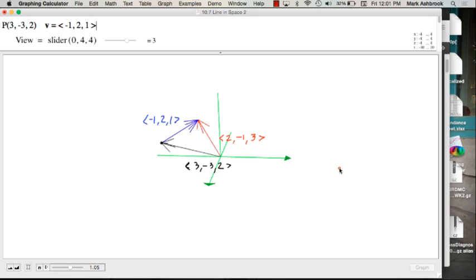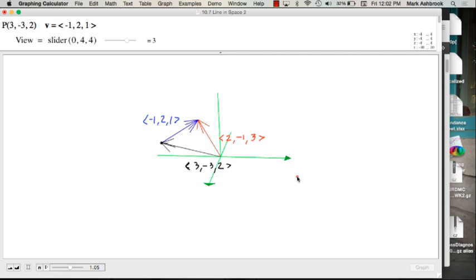Now we have 2 points on the line. We have the point 3, -3, 2, and now a new point, 2, -1, 3. Is the point -1, 2, 1 on the line? Maybe, but not necessarily, right? This is the vector that gives us the direction.